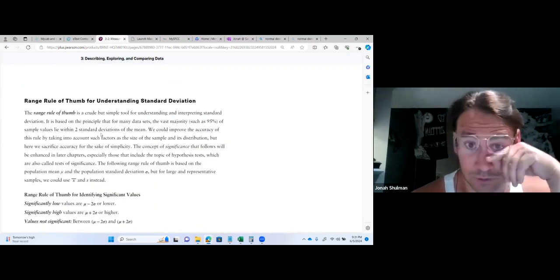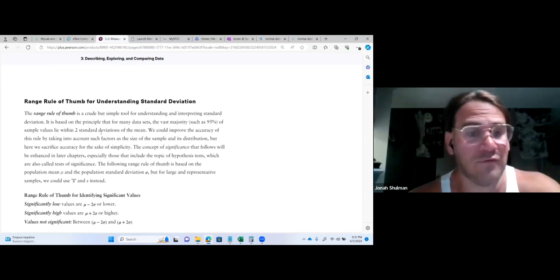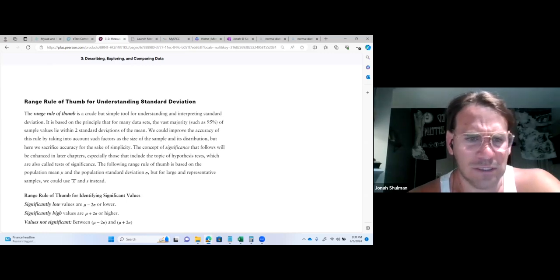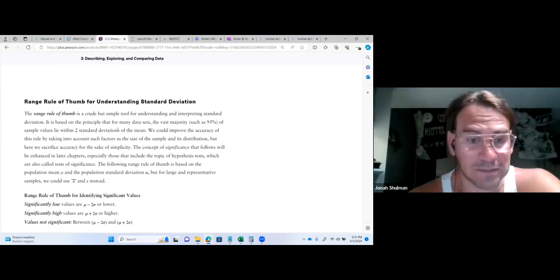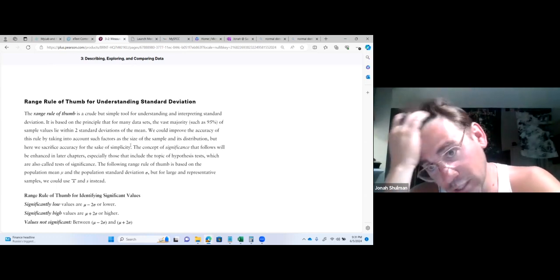Okay, so this one is strange. Now, this rule of thumb, I'm not a fan of it at all. Simple rule for understanding and interpreting standard deviation. It's based on the principle that for many data sets, just 95% of it. So basically, the rule of thumb is they're just cutting it into 4 spaces. That's all that they're doing. I've never really seen it before. I started looking at Pearson.